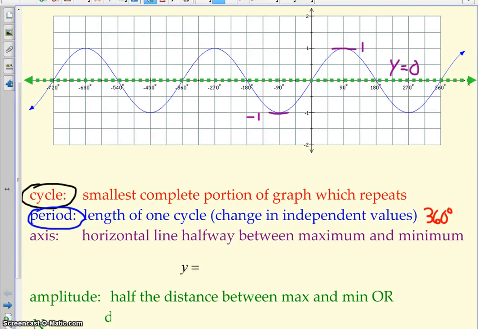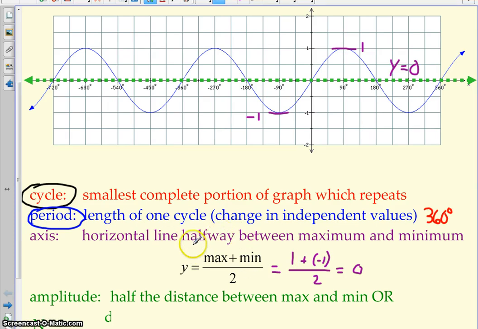Okay, so one way you can find it, we were able to nicely visually get this from the graph, but in general, it's the maximum value plus the minimum value divided by 2. So in our particular case, our maximum value, our highest y value, is 1. Our minimum value is negative 1. So 1 plus negative 1 divided by 2, 1 plus negative 1 is 0. So that gives you the equation of the axis right there.